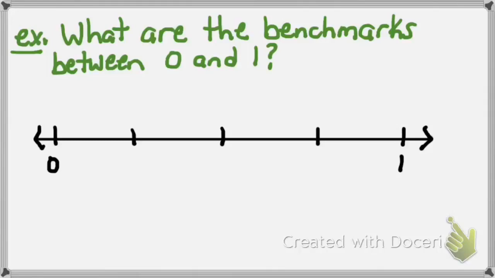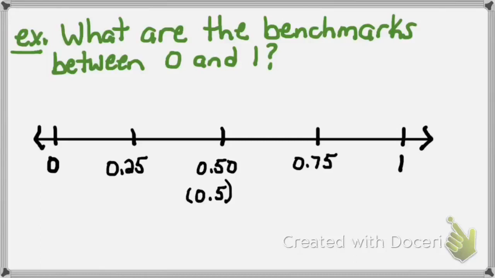So think about it. 0, if it was money, it would be $0. I add a quarter to that, which is $0.25. I add another quarter to that, which is $0.50. Another way I could write the $0.50 is 0.5, because that last 0 is unnecessary. Either way is fine. I add another quarter to 50 cents, I get $0.75, and when I add another quarter to that, I get the $1, and we see the 1 at the end. So these are my benchmarks between 0 and 1.